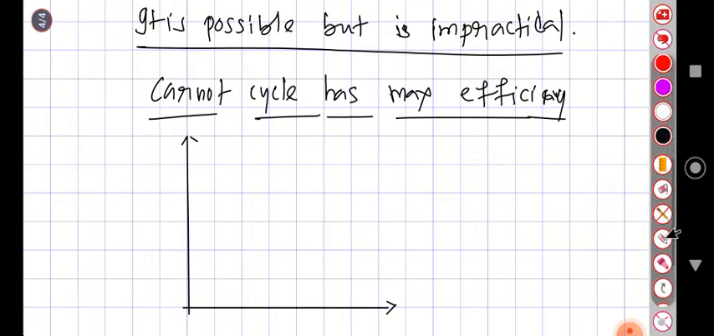See, this is the graph I plotted as pressure versus volume. This is the isothermal expansion, this is the adiabatic expansion, this is the isothermal compression, and again this is the adiabatic compression. Like this, four processes.